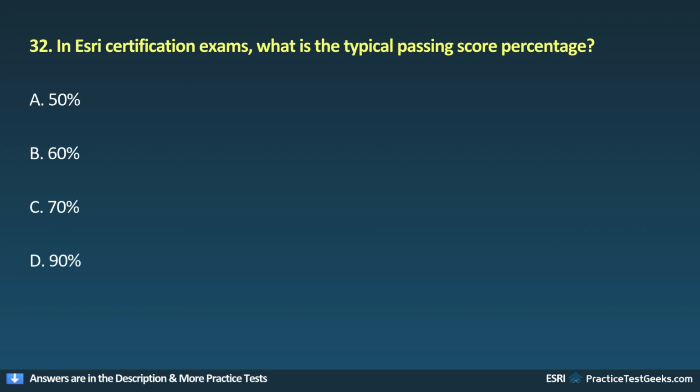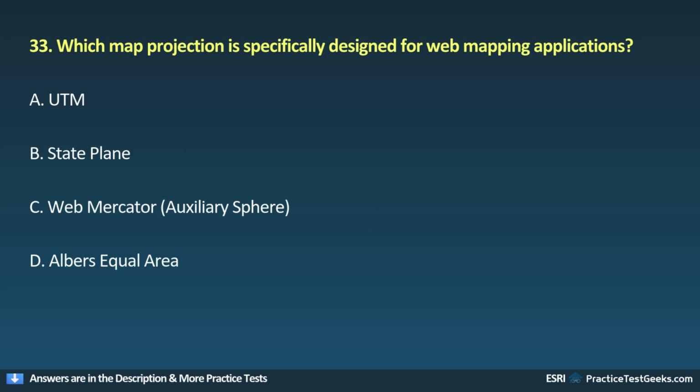32. In ESRI certification exams, what is the typical passing score percentage? A. 50%. B. 60%. C. 70%. D. 90%.